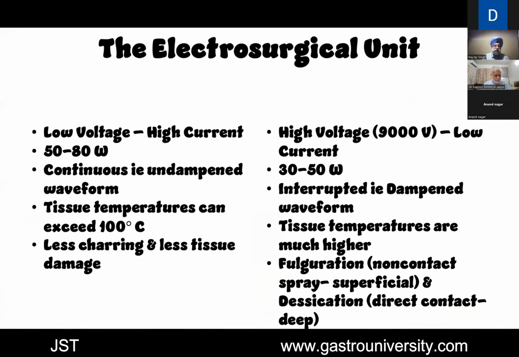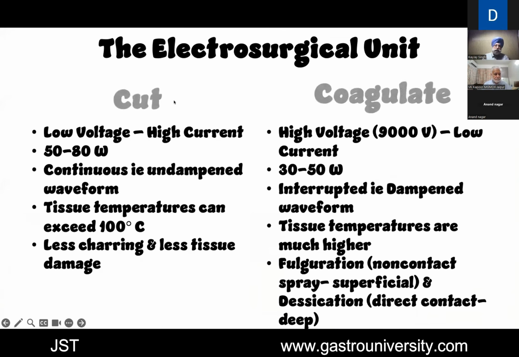Now, this is very important. The electrosurgical unit has two modes, cut and coagulate. There is little difference between them, and you need to understand that cut is low voltage, high current, and coagulate is high voltage, low current. The temperatures reached in the coagulation mode are very high.